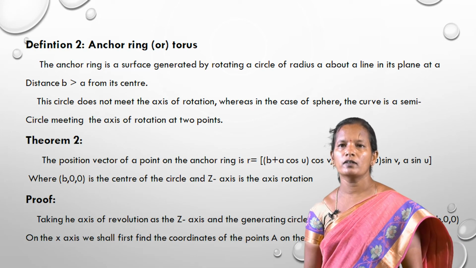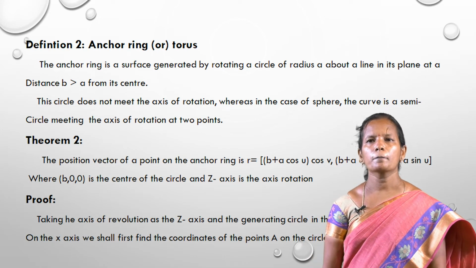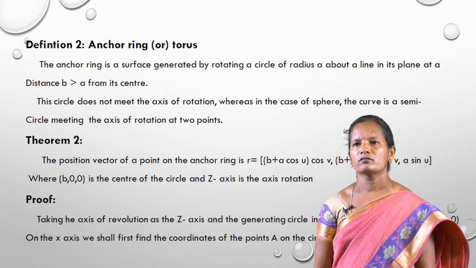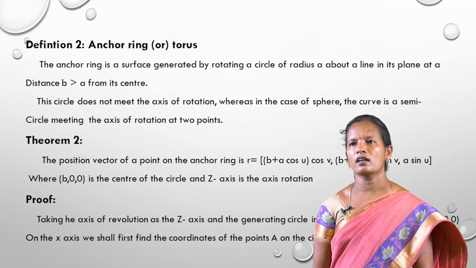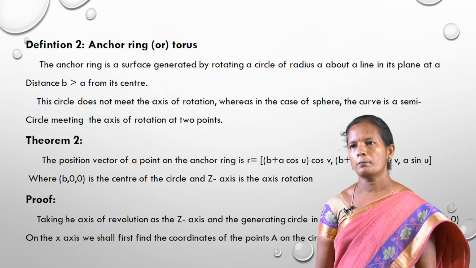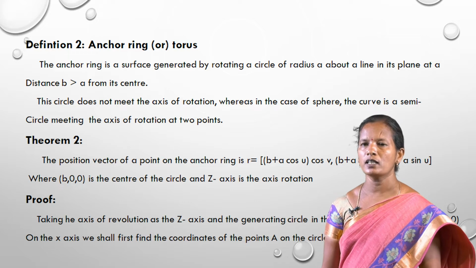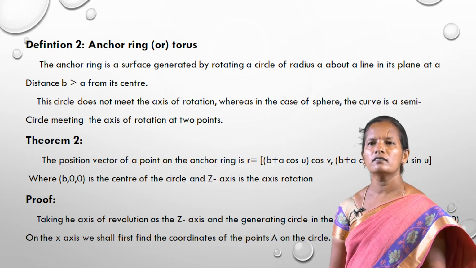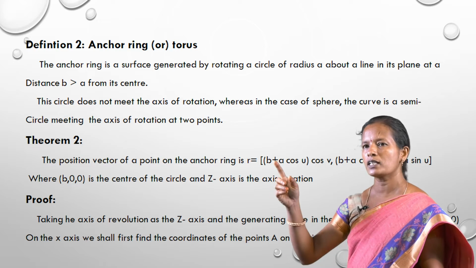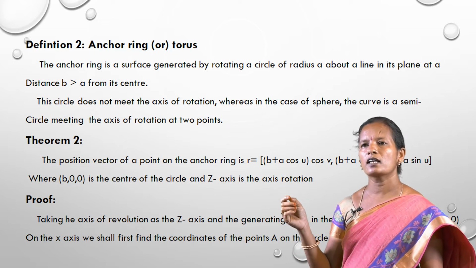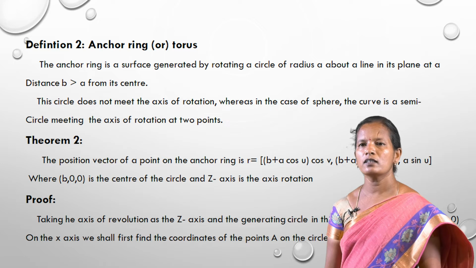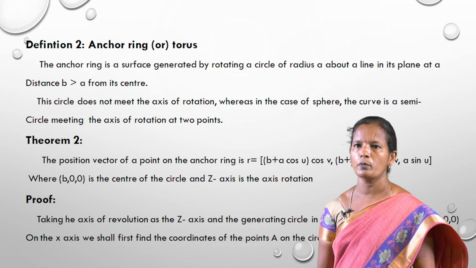Next the formal definition, anchor ring. The anchor ring is a surface generated by rotating a circle of radius a about a line in its plane at a distance b, greater than a, from its center. This circle does not meet the axis of rotation, whereas in the case of the sphere, the curve is a semicircle meeting the axis of rotation at two points.